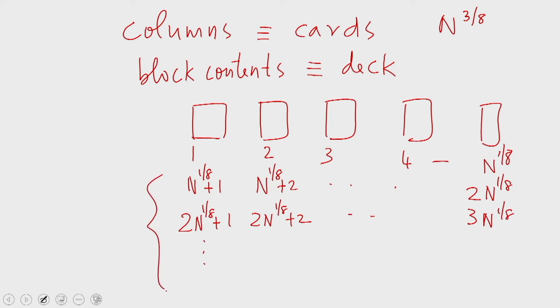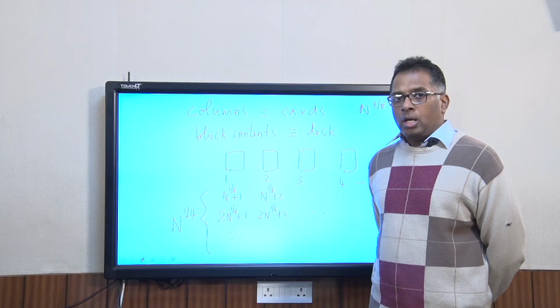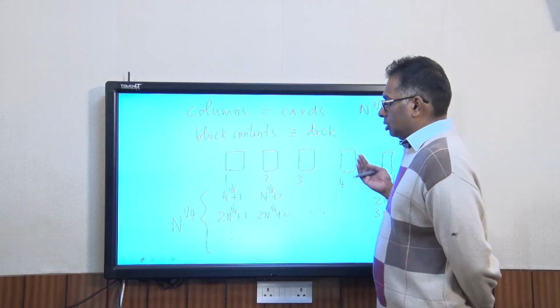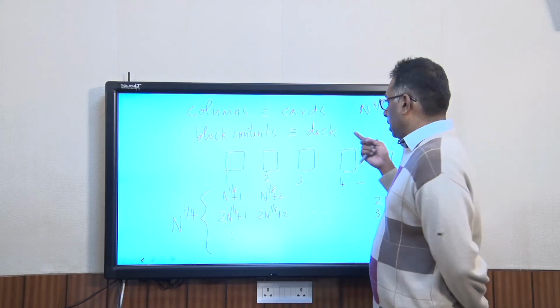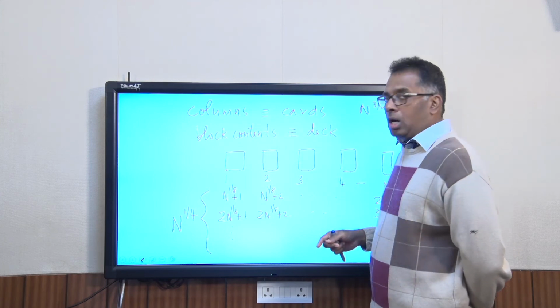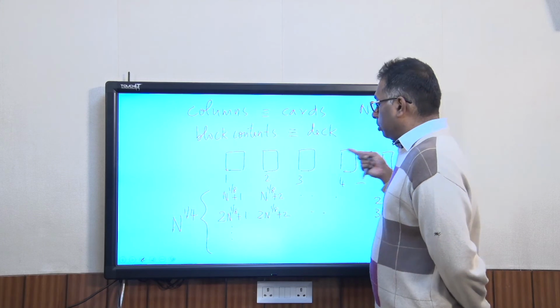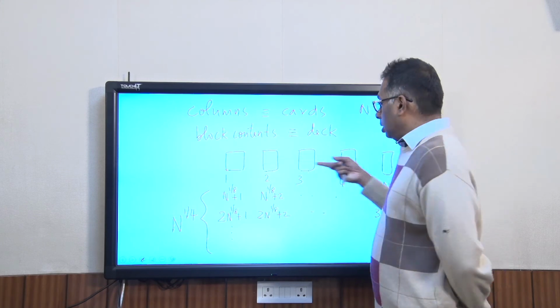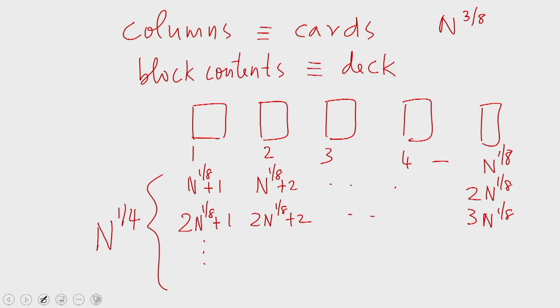And likewise, we have n power 1 by 4 rounds of cards distribution. We take the first block and distribute the cards in this fashion. The contents of the block will form a deck of cards. We imagine that they form a deck of cards where each column is a card, and then we distribute the columns among the blocks in this fashion. Now let us see how these decks of cards actually look.